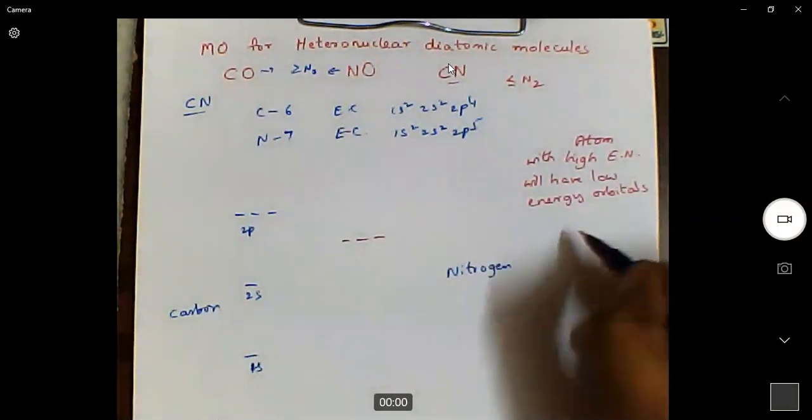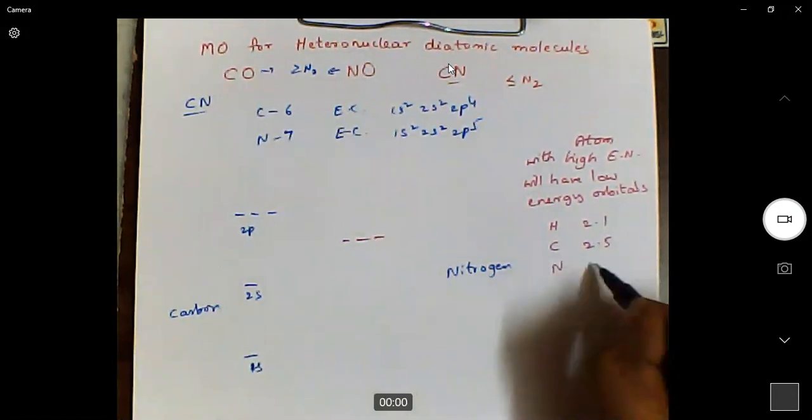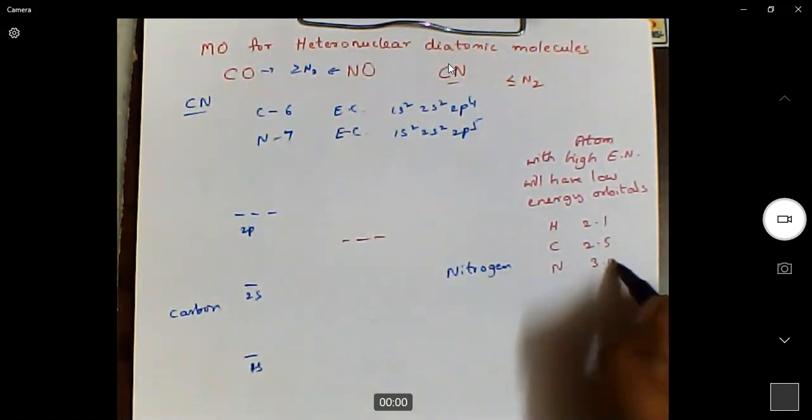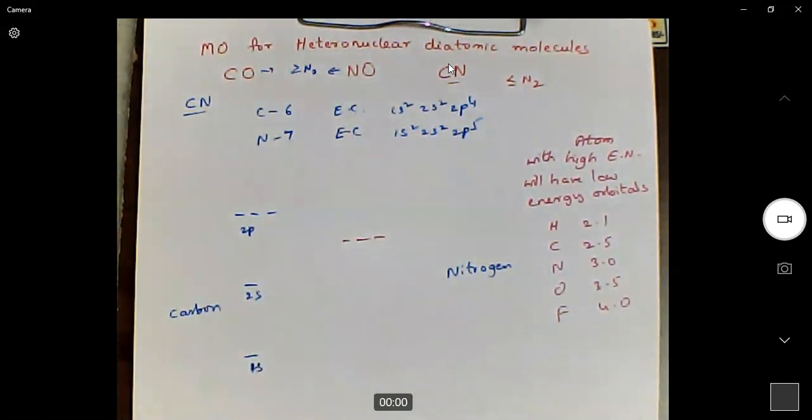Here I'll give electronegativity. For hydrogen it is 2.1, for carbon it is 2.5, for nitrogen it is 3, for oxygen it is 3.5, for fluorine it is 4. You just remember these values. In the next classes we will see the complete list of electronegativity values.